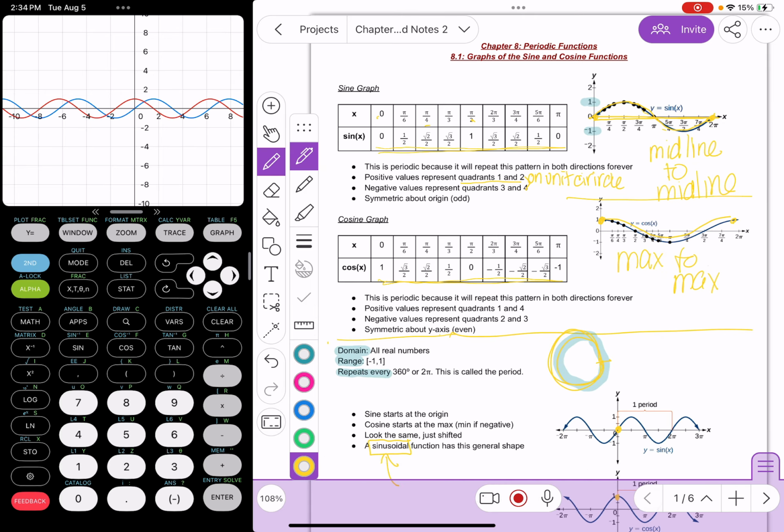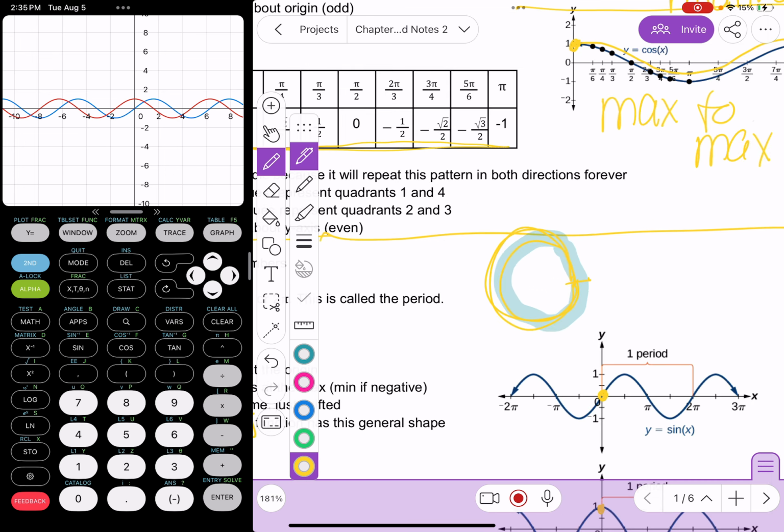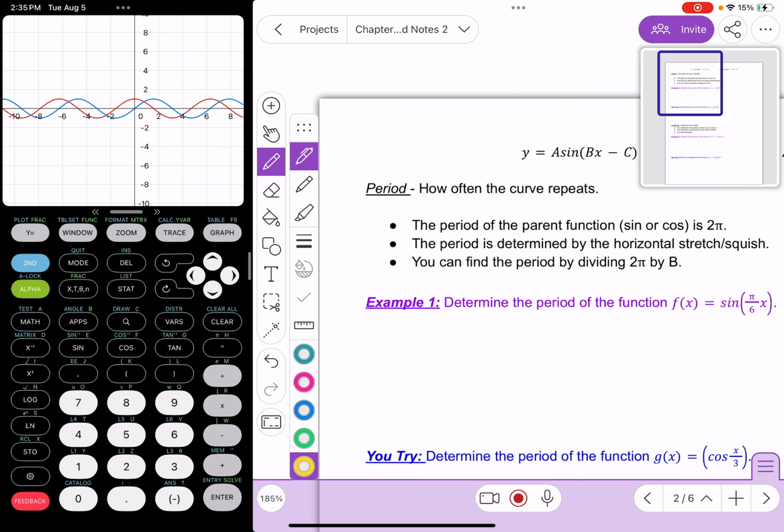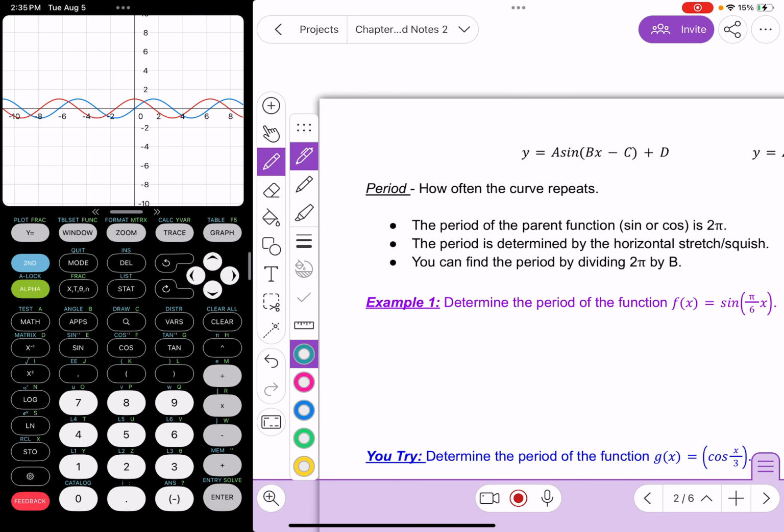So this first page is just kind of an introduction. There's some more words that we're going to talk about shortly. Period is how often it repeats. Amplitude is the height. Those are the things we're going to talk about in this section. So here we go. Period is how often the curve repeats itself.